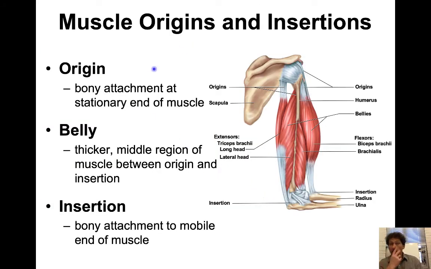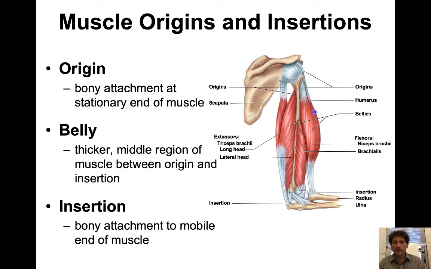Now, a blast from the lab past. You remember these terms: origin, insertion, belly. So the origin, if you remember, is our bony attachment that is stationary during a contraction, where the insertion is the bony attachment that is mobile during some kind of a contraction. So that insertion is moving towards that origin.